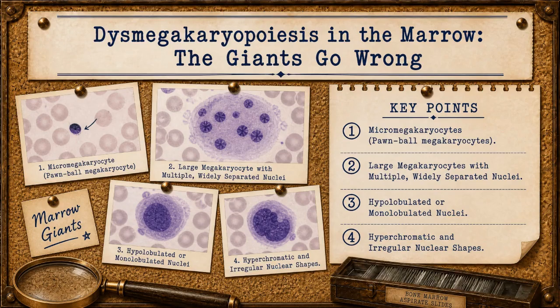Finally, similar to other myeloid cells, megakaryocytes can also exhibit abnormal granulation. You might see hypergranulation or agranulation in their cytoplasm. Your meticulous observation of these diverse morphological abnormalities in megakaryocytes, their size, nuclear configuration, and granulation, is absolutely essential for diagnosing dysmegakaryopoiesis in MDS. It's a direct window into the dysfunctional platelet production line. Next, let's specifically compare the abnormal megakaryocyte morphology to what we'd expect to see normally.